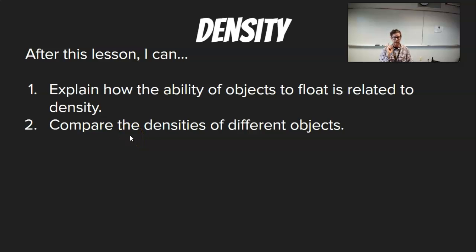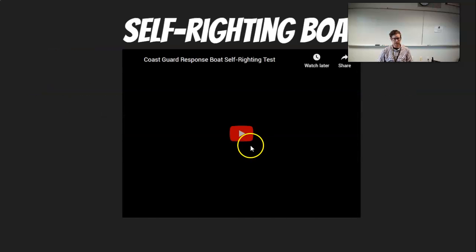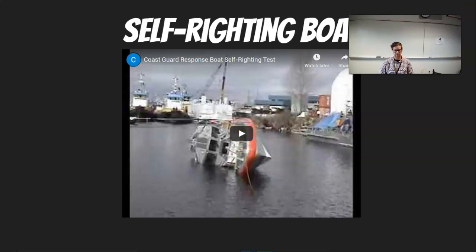Okay, what are we doing today? After this lesson, my hope is that you can explain how the ability of objects to float is related to density, and that you can compare the densities of different objects. And then we're going to use that to think about ice and whether or not it really should float.